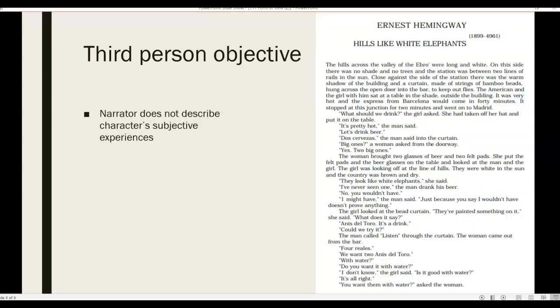Third-person objective, we get to see in Ernest Hemingway, a really famous American author, where the narrator doesn't describe characters' subjective experiences. He just relates facts. He's not telling us about feelings or emotions or our internal dialogue. This is like if we were watching a movie, nobody has a monologue, you're just watching action and dialogue.